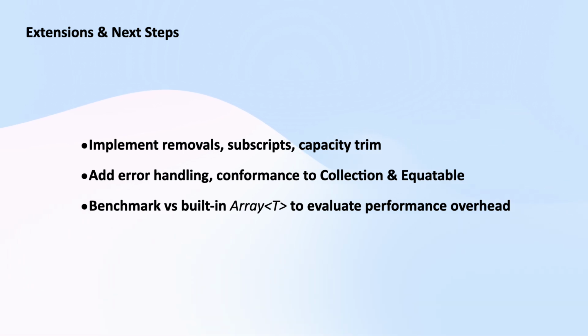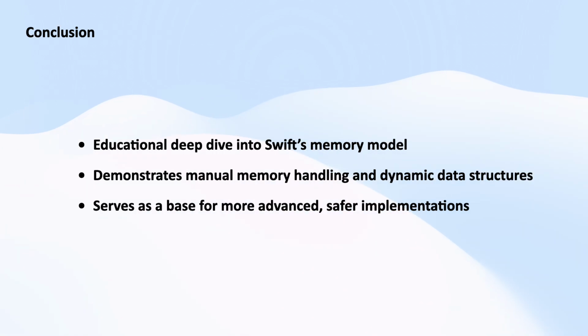There is a lot more we could add: removing elements, subscripts for random access, trimming unused capacity, or conforming to Collection. We could also benchmark this against Swift's native array to understand performance trade-offs. If you are interested in digging deeper, I recommend exploring Apple's documentation on UnsafeMutablePointer, checking out WWDC videos on memory management, and reading about how the Swift standard library handles collection types under the hood.